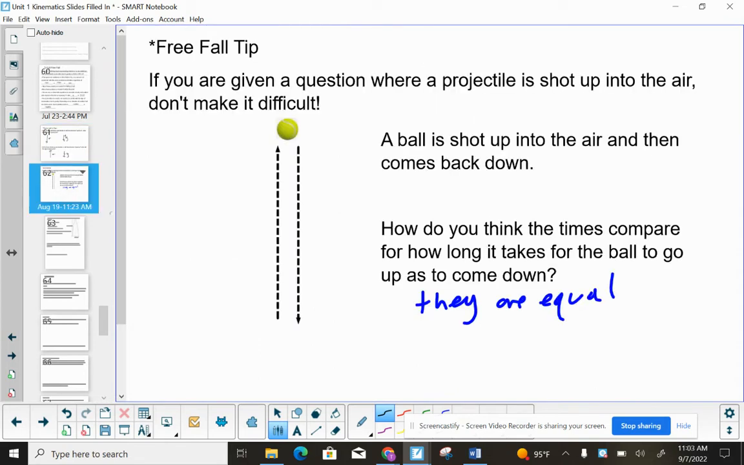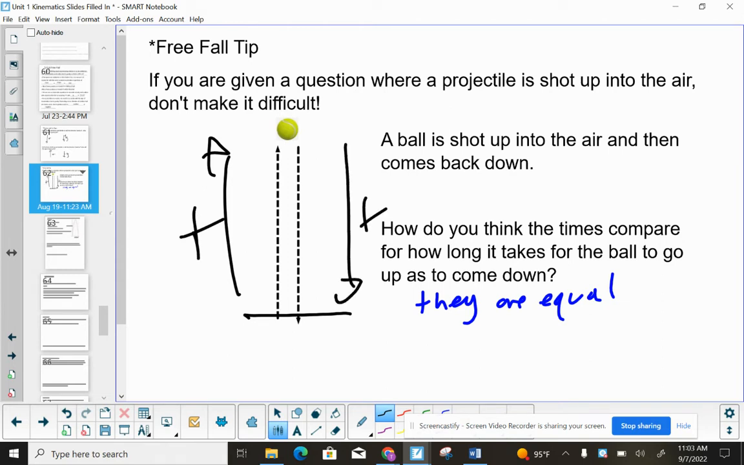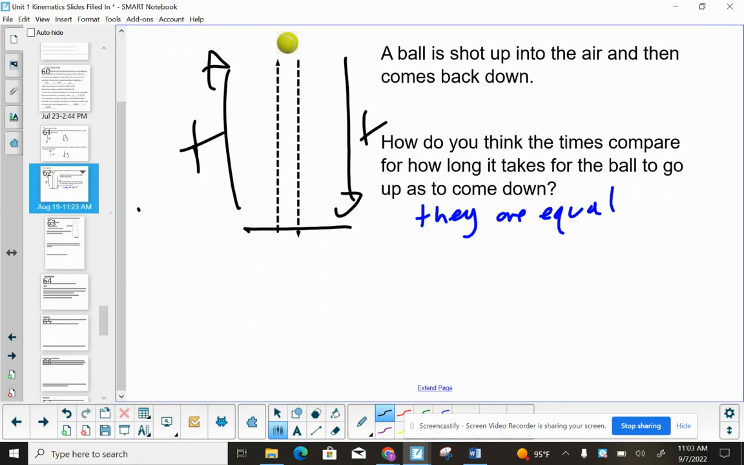So last little free fall tip here. Now, if you're given a question where a projectile is shot up into the air, don't make it difficult. If we throw a ball up into the air and it comes back down to our hand, assuming that it leaves the same position and returns to the same position, the time going up and the time going downwards are actually the same. It is symmetrical, and we're going to learn this, but again, it's going to follow a parabola on a graph. This would be the time it takes to go up. This would be the time it takes to go down. Yes, it's going to be symmetrical.